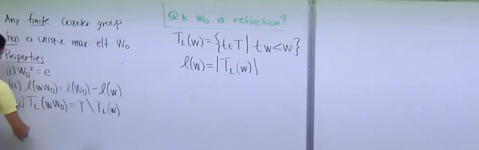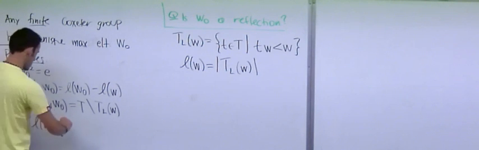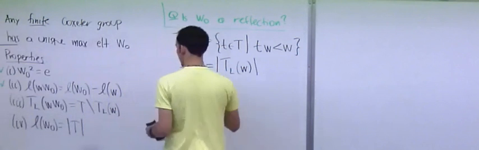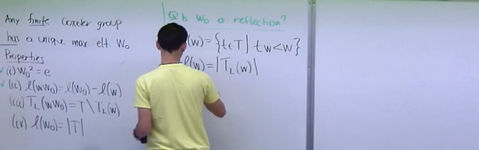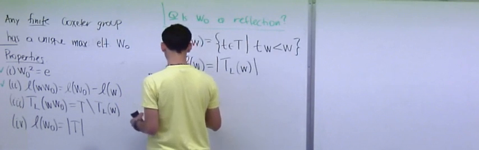The last property that I would like to show is that the length of W naught, the maximum length of the poset, is equal to the number of reflections in the group. Okay. So I'll remind you that last time we proved this, and now I'm going to prove 3 and 4. Maybe 4 is shorter, so we're going to do 4 here, and we're going to do 3 here.